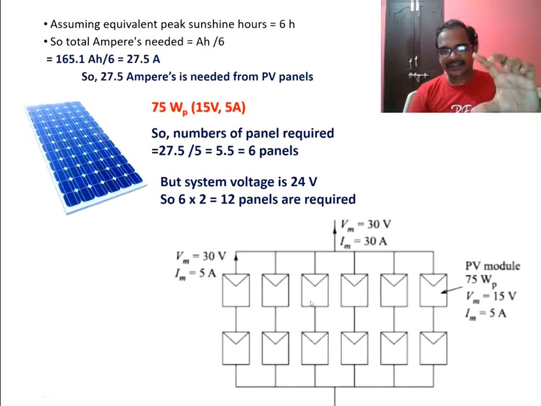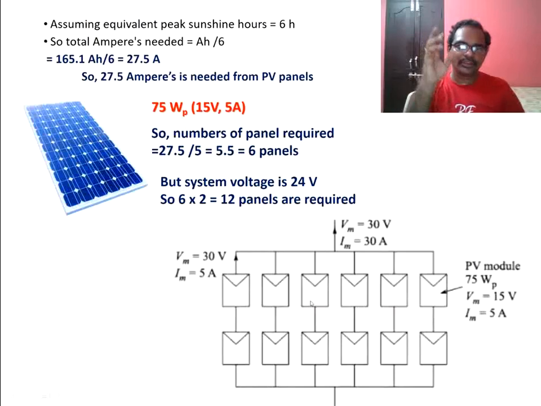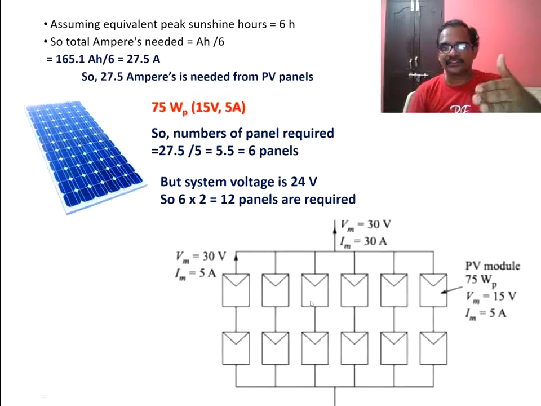If I connect these two in series, then the voltage will be multiplied by 2 and the current will remain the same. So from a string I will get 30 volts and 5 amperes, because the current is constant in series. The voltage will be added, 15 plus 15, 30 volts. I require only 24 volts, but I have panels which can give me 30 volts. It's fine. And then there will be 6 strings to satisfy the requirement.